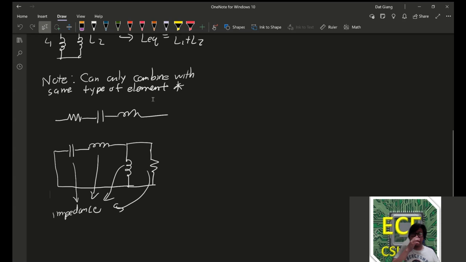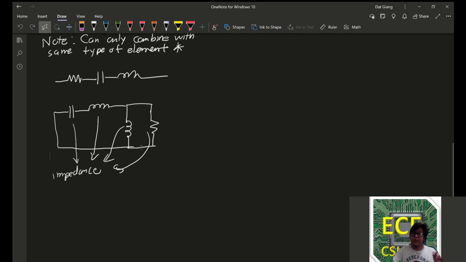So I hope this helps you understand how to combine elements like these in series or in parallel, as well as why you can't combine different elements in series or in parallel unless they are considered as impedances. Okay, thank you.